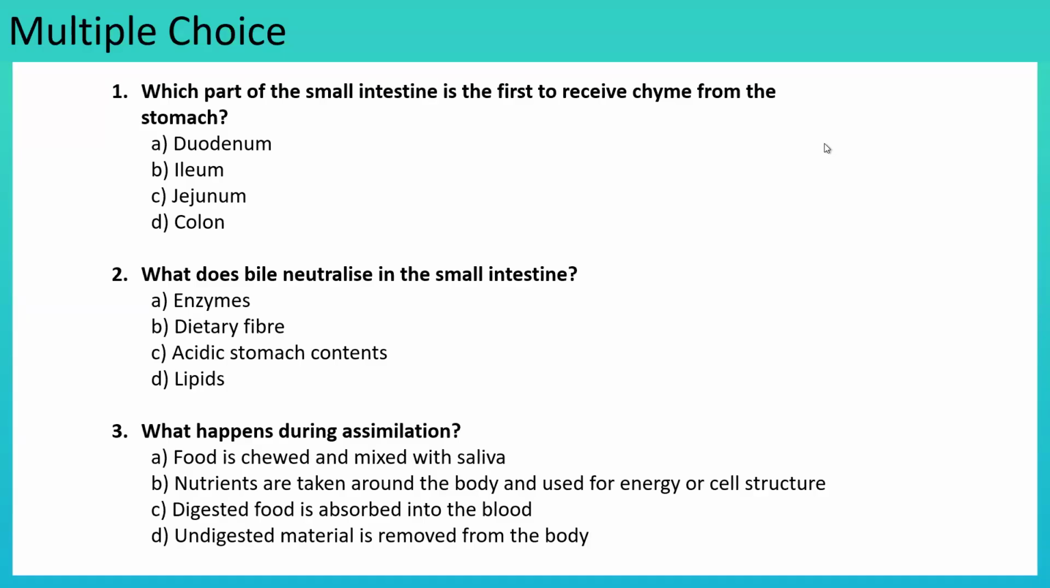Okay, well done. I'll pop the answers up and you can compare and see. So the first part of the small intestine is called the duodenum, and what does bile neutralize? It neutralizes the acidic stomach contents and assimilation. Nutrients are taken around the body and used to make new structures.